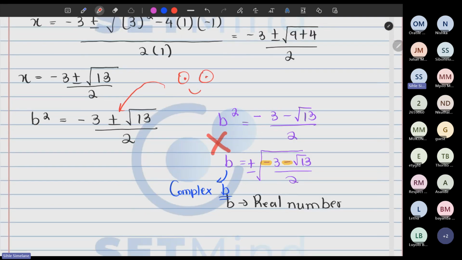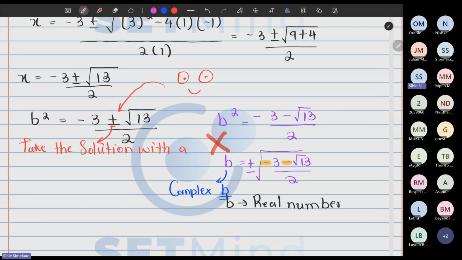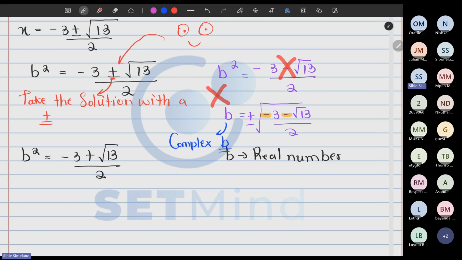That should not be the case, meaning the solution which we will take is the one with a plus. Because inside the square root we cannot have a negative, or the B squared should not be negative. B squared must be greater than 0, because when we take the square root, we want a real B. Anyone in the meeting who's not getting what I'm saying, please ask. So that means what we should have is B squared is negative 3 plus square root 13 divided by 2. And then we can now find our B by taking the square root, which will give us plus or minus the square root of negative 3 plus square root 13 divided by 2.